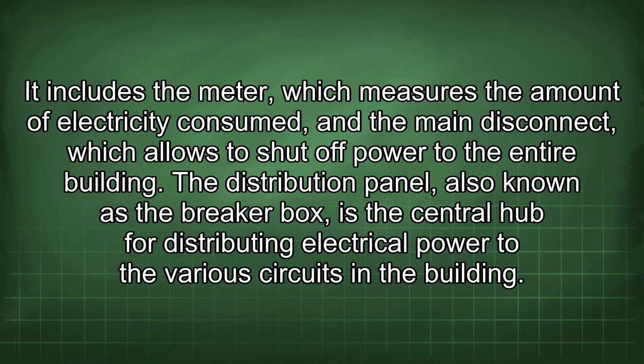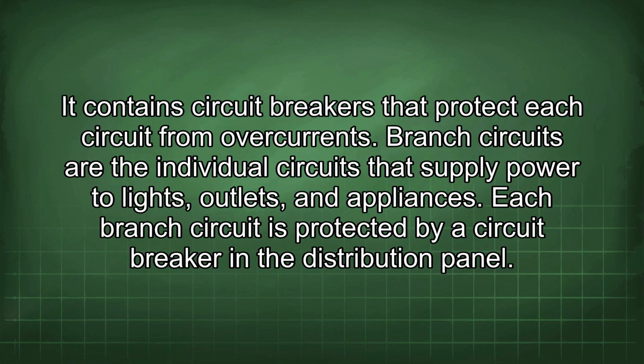The distribution panel, also known as the breaker box, is the central hub for distributing electrical power to the various circuits in the building. It contains circuit breakers that protect each circuit from overcurrents. Branch circuits are the individual circuits that supply power to lights, outlets, and appliances. Each branch circuit is protected by a circuit breaker in the distribution panel.